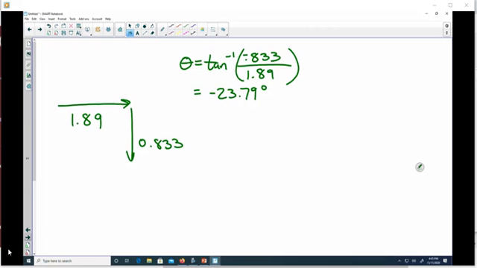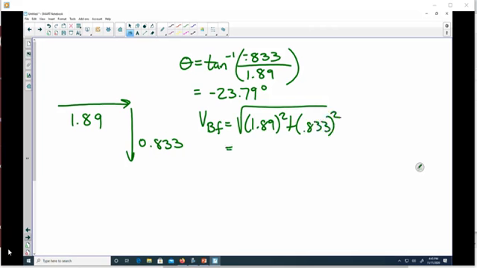We find the angle is negative 23.79 degrees, and then we just use the Pythagorean theorem to find the magnitude of the velocity. And so the final velocity is 2.07 meters per second at negative 23.79 degrees.